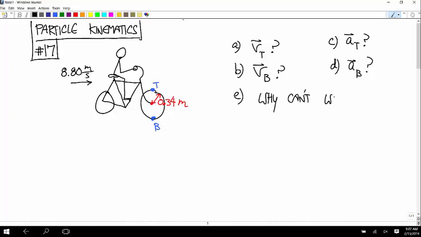Why can't we just find the velocity at some point and then use the fact that acceleration is d dt of the velocity?